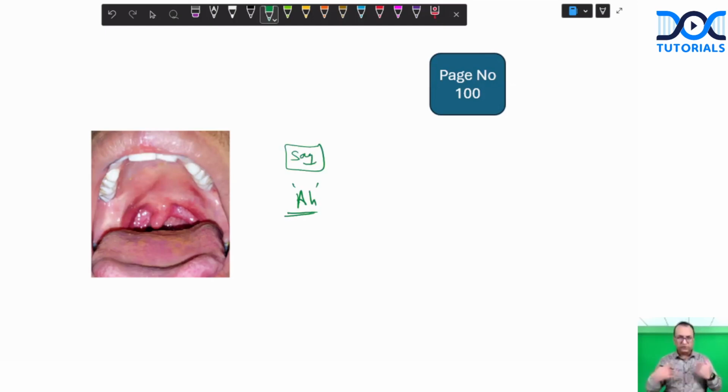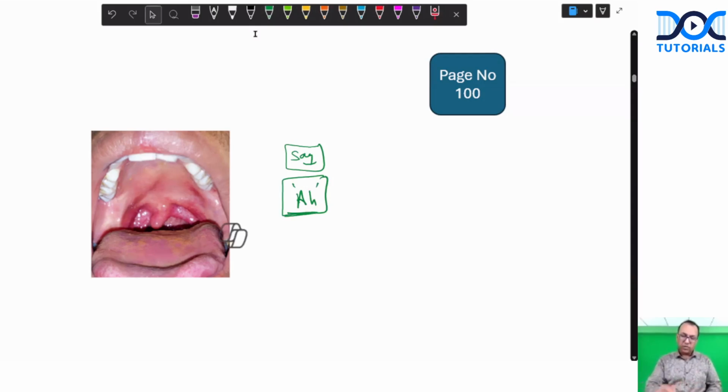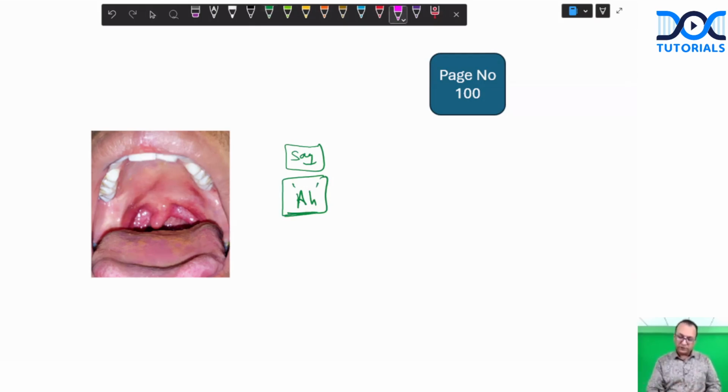First, you demonstrate yourself to the patient, then tell the patient to do it. So, as the patient says "Ah," what will happen? There will be contraction of the palatal muscles, and the palate gets elevated. That is normal. Even the uvula will be elevated.